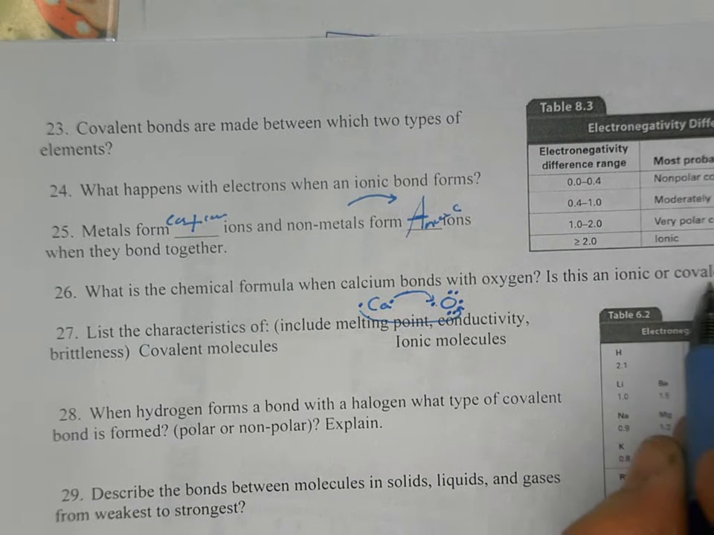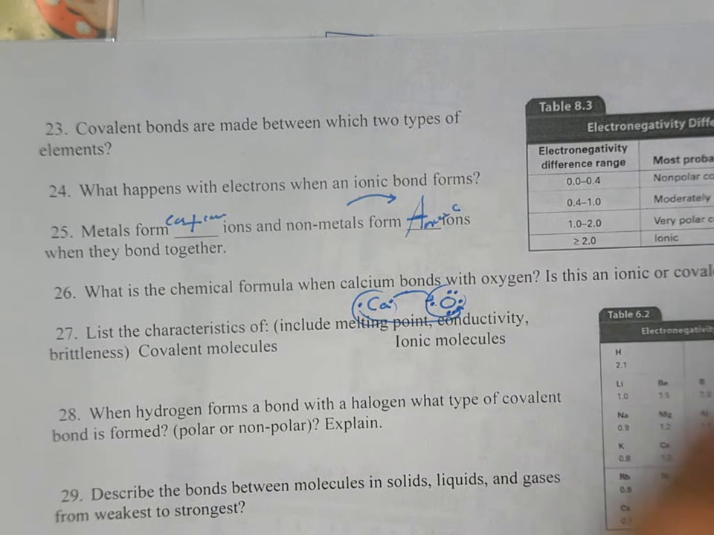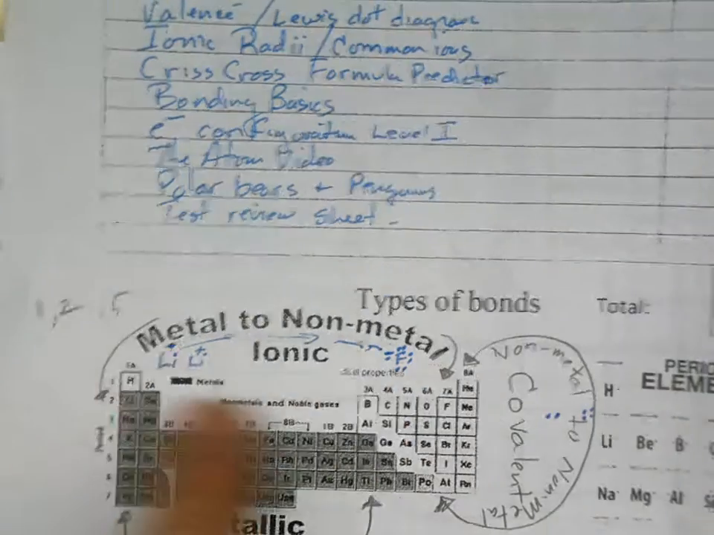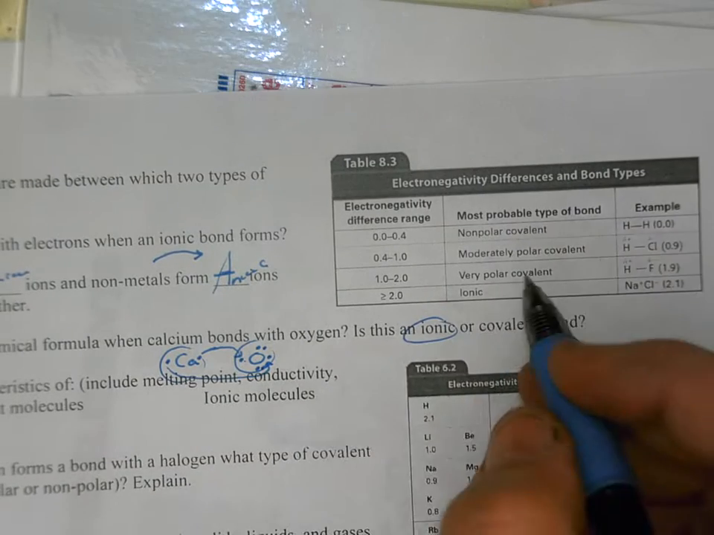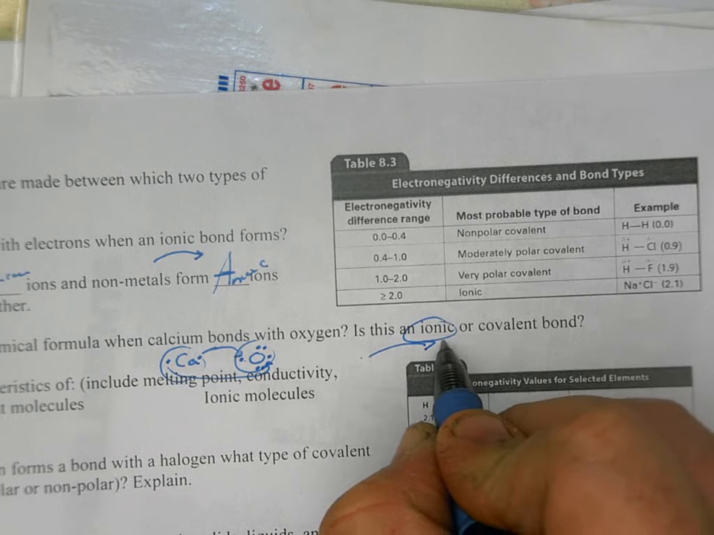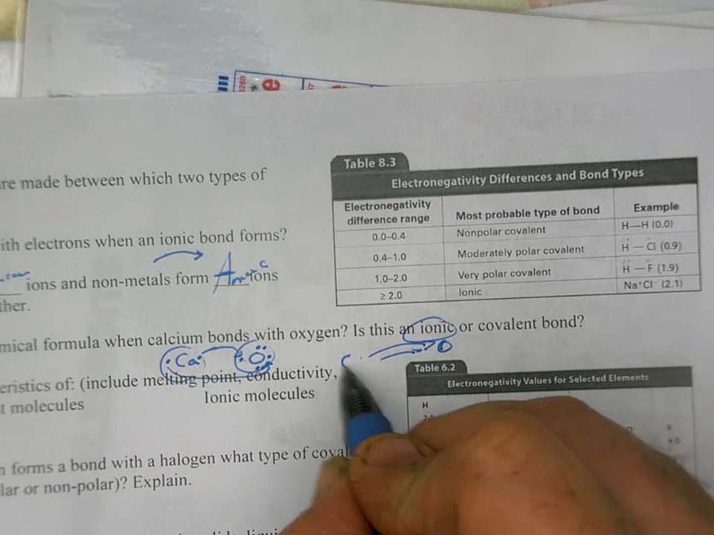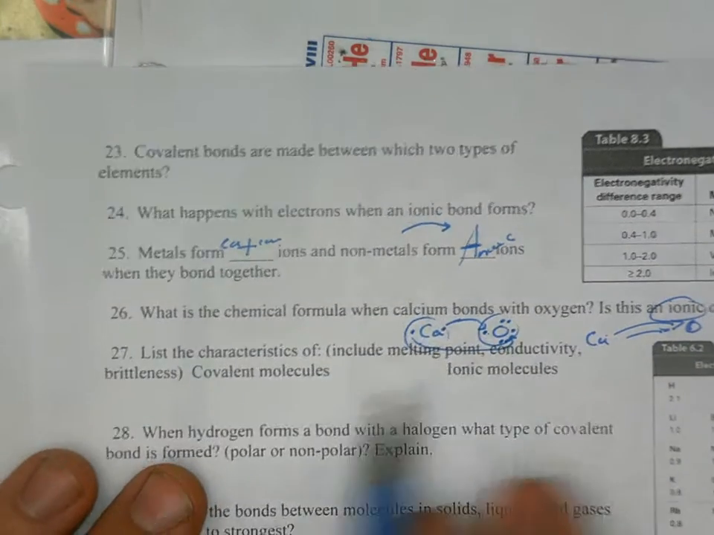Is this ionic or covalent? Well, calcium is a metal. Oxygen is a nonmetal, so it is ionic. That's one of the definitions of ionic bond. Coming back to here, metals bonding to nonmetals, or electrons being given or taken. So oxygen is taking the electrons, calcium is giving them.